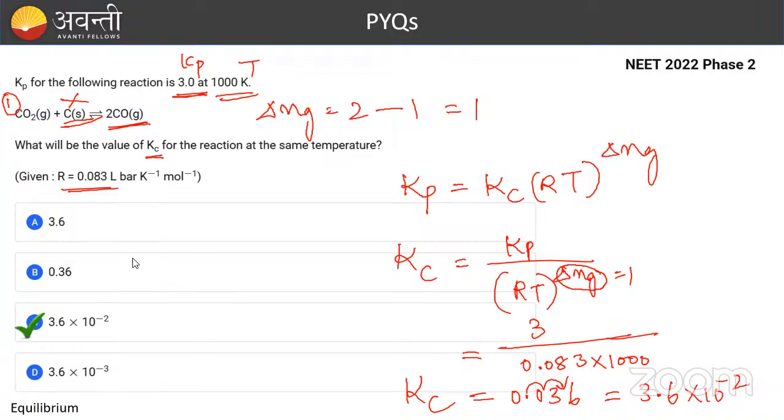Okay. So the Kp-Kc relation is very important. Many different types of questions can be asked from this relation. So learn all the cases and how to approach each and every question which comes from this Kp-Kc relation. Okay. So now let's go for the next question.